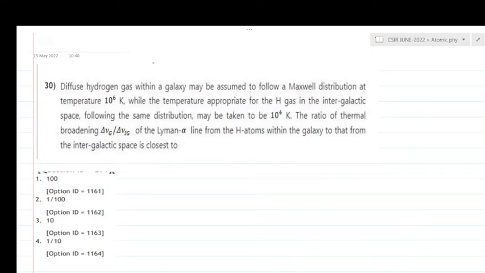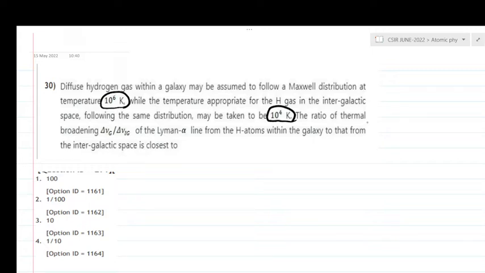Hello everyone. Let's solve one more question from atomic and molecular physics. The question is: diffuse hydrogen gas within a galaxy may be assumed to follow a Maxwell distribution at temperature 10^6 K, while the temperature appropriate for the hydrogen gas in the intergalactic space, following the same distribution, may be taken to be 10^4 K.